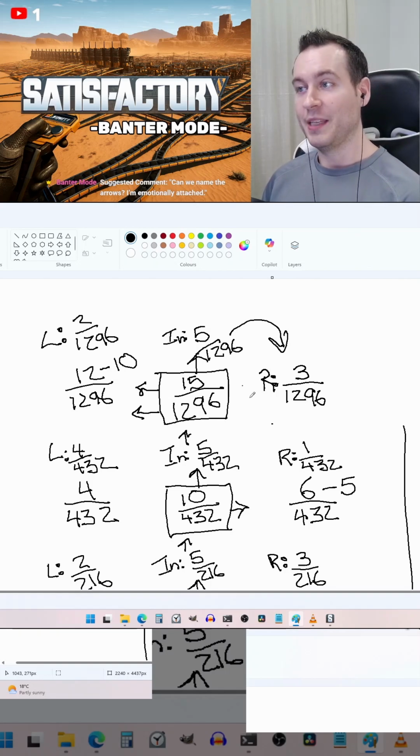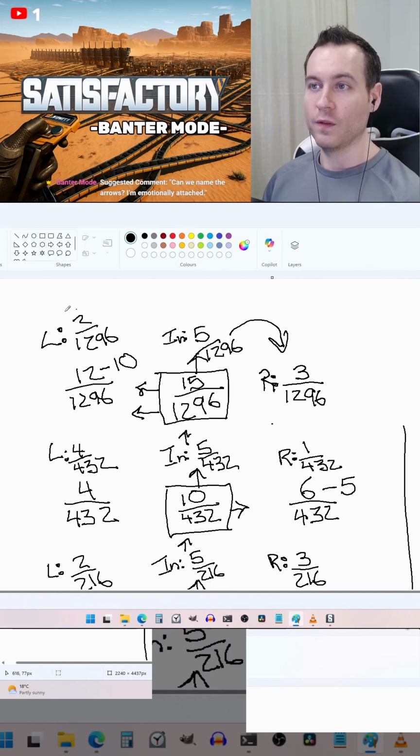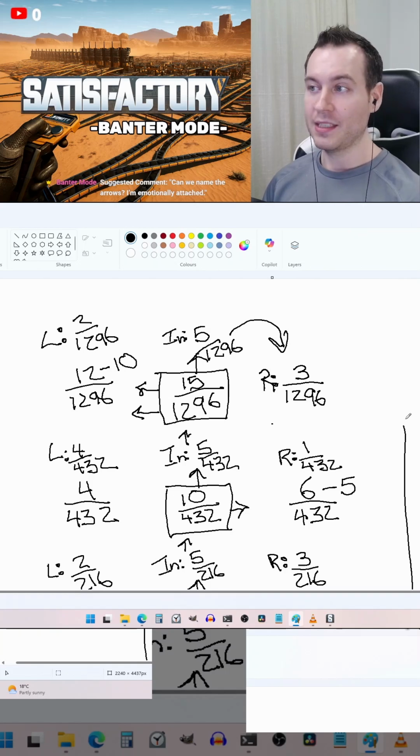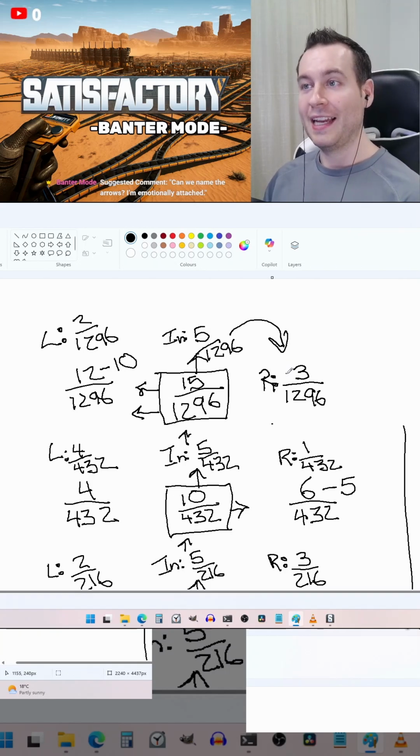So right will be oversupplied by 2 over 1296, since left and right add up to 5, and we're just sending all of the input to the right. And so that means that this value that is intended to go to our modular frames assembler, that will be oversupplied 3 components over 1096 minutes. So that will take a long time for that splitter for that assembler to overflow. So I think we're satisfied with this.